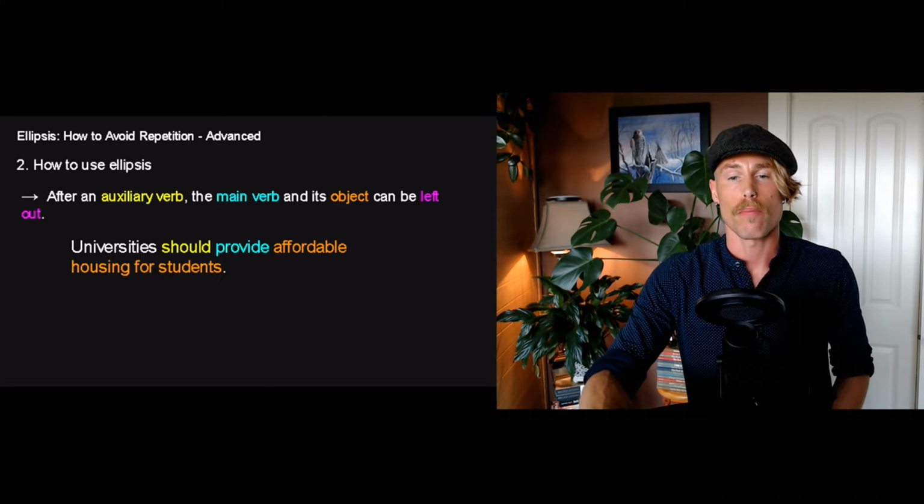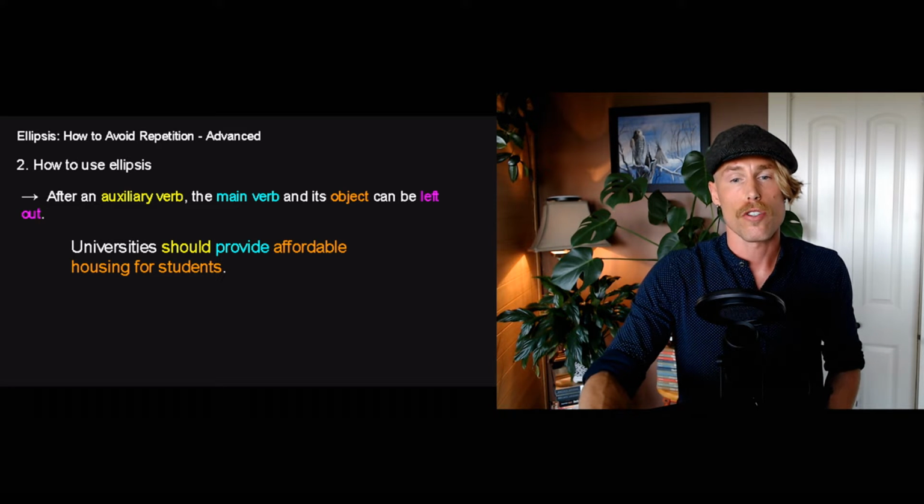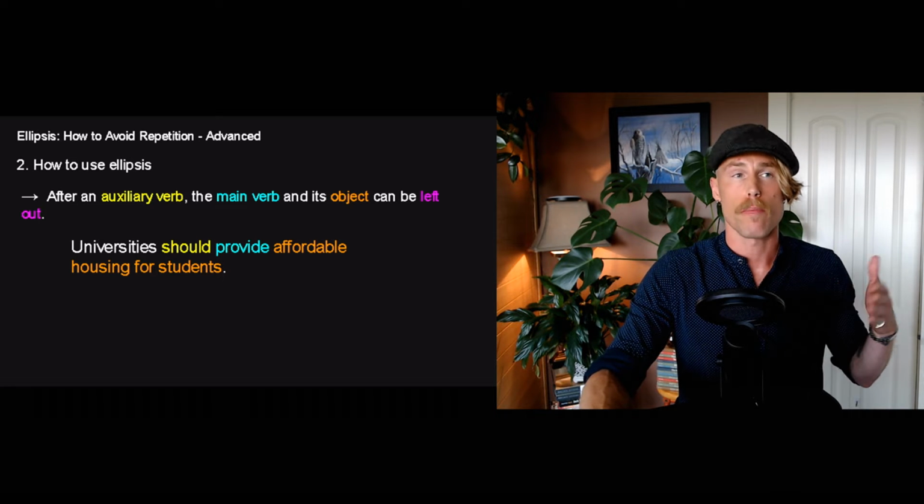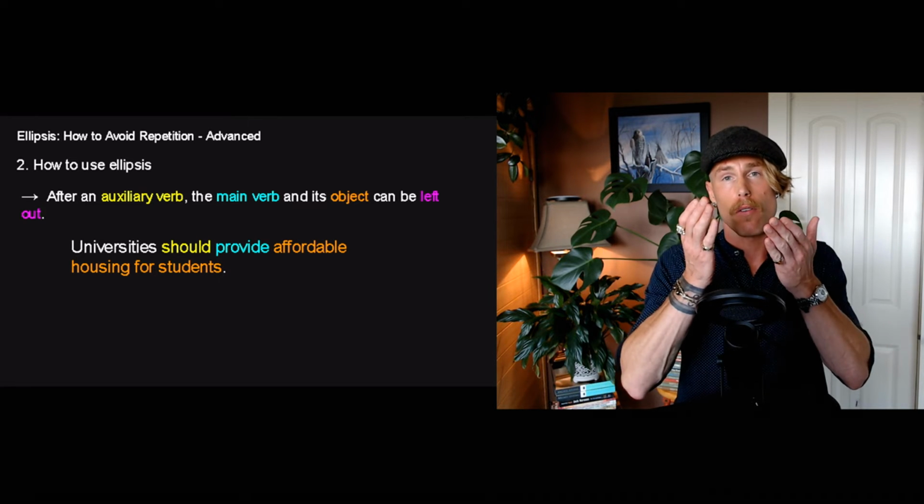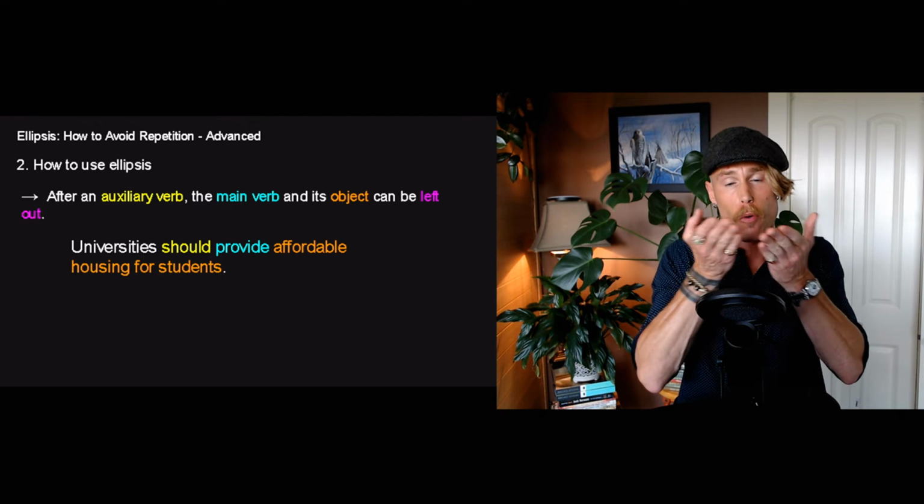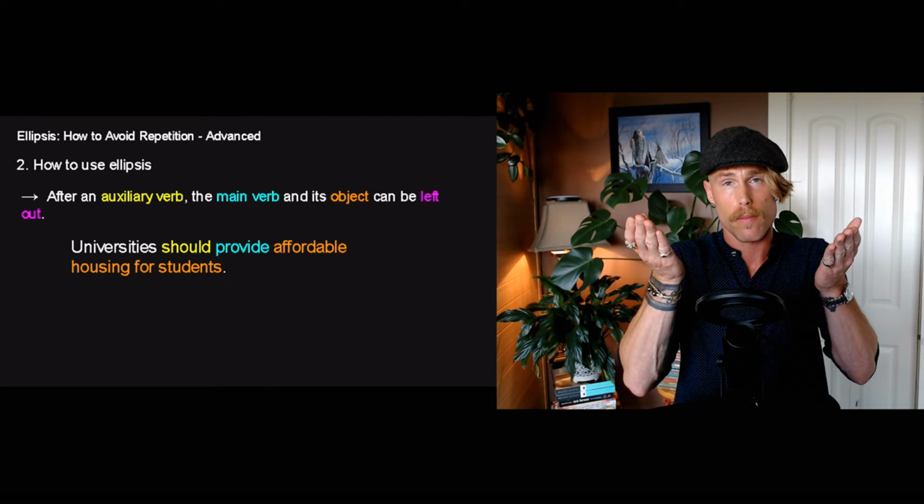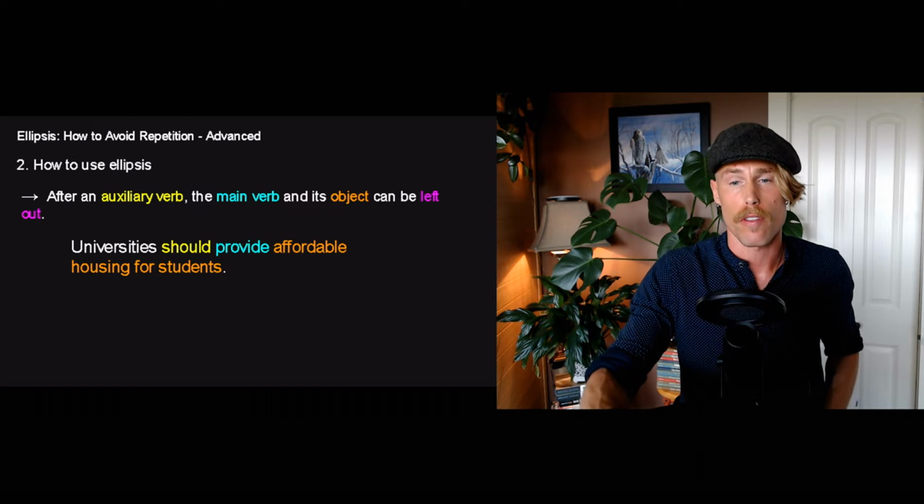Universities should provide affordable housing for students. So the subject of the sentence is universities. Should is the auxiliary verb. Provide is the main verb. And the object of the main verb is affordable housing for students. What should be provided? What should be provided is affordable housing for students. That's the object of the verb.